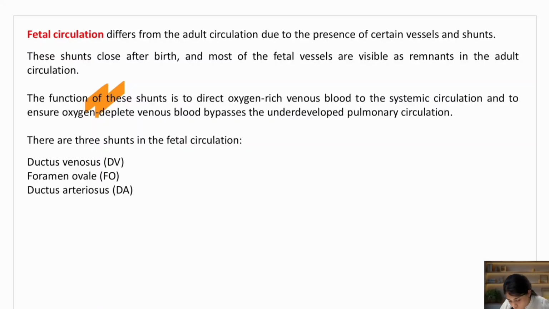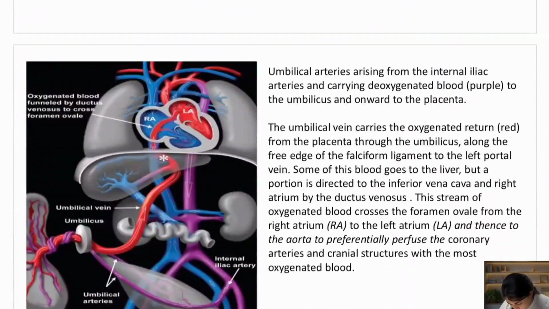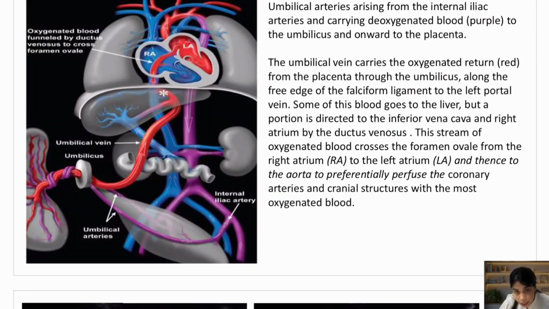So what extra does the fetus have? These are the ductus venosus, foramen ovale and ductus arteriosus. Okay, so we will see the fetal circulation here. So what happens is, this is the internal iliac artery and then the umbilical artery.